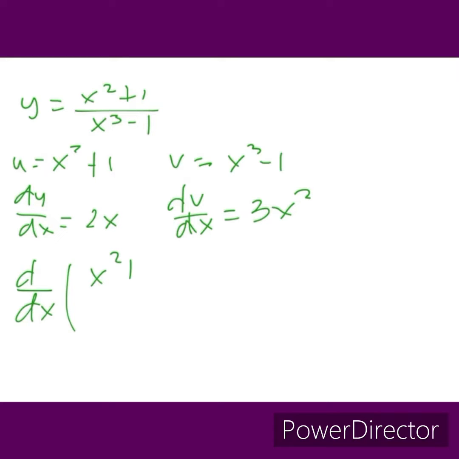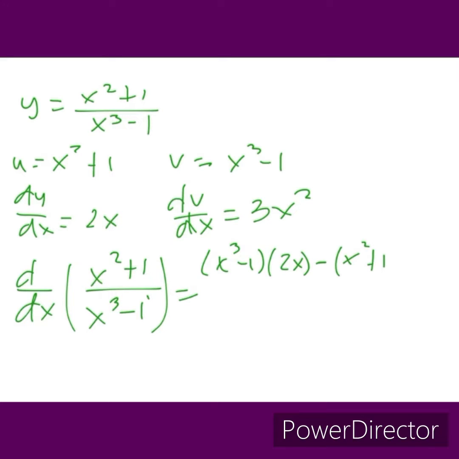The derivative of x squared plus 1 over x cubed minus 1 is equal to our v, the value of our v, which is x cubed minus 1, times the derivative of our u, which is 2x, minus the value of our u, which is x squared plus 1, times the derivative of our v, which is 3x squared, all over the square of our v, which is x cubed minus 1 squared.